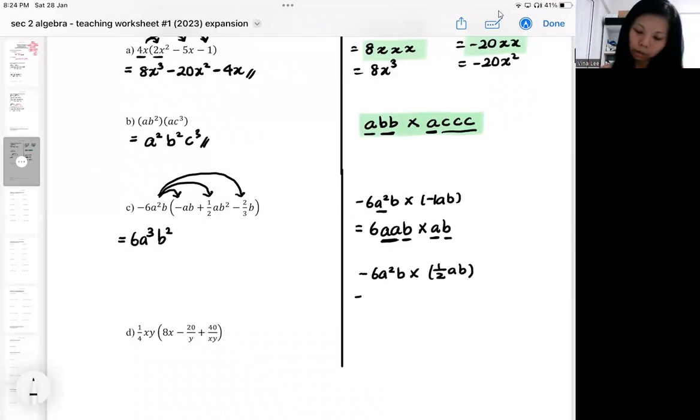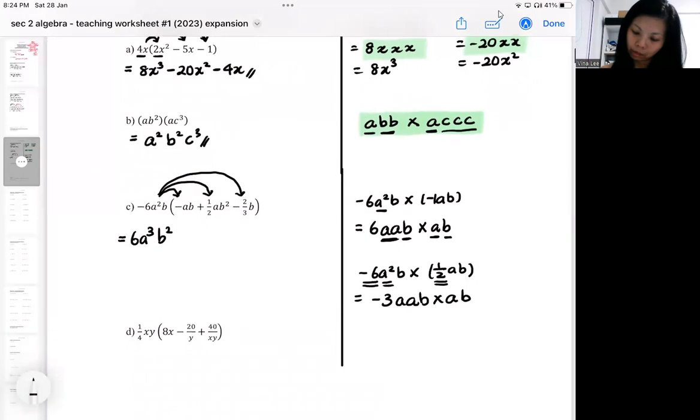So the second arrow will be something like this. You look at minus 6 times half. Minus 6 times half is minus 3. Look at the A that you have. Look at the B that you have. So look at the A that you have. Oh, sorry, I forgot to put a square here.